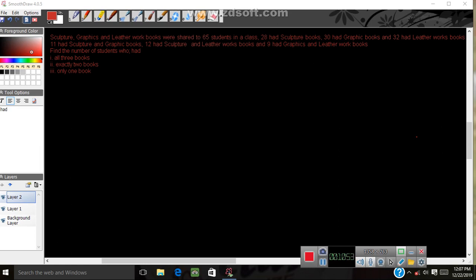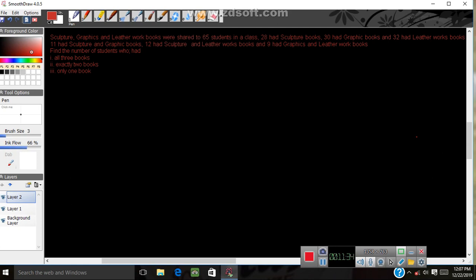Exactly two books. Only one book. Good. From the question, we can see we have been given some very important items that we are looking out for to be able to solve. First, we were trying to see whether we will get the universal set, and the books were shared for 65 students in a class. That is, the total number of students in the class was 65. That is the universal set. Adding to it, we have 28 had sculpture books, 30 had graphic books, and 32 had leather workbooks. So the three major sets have also been given.